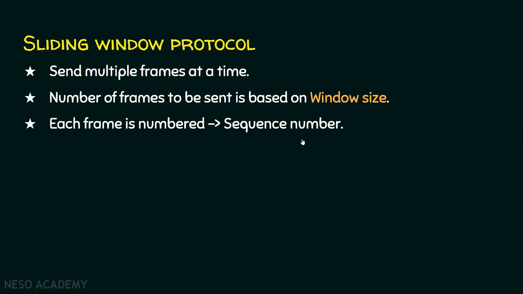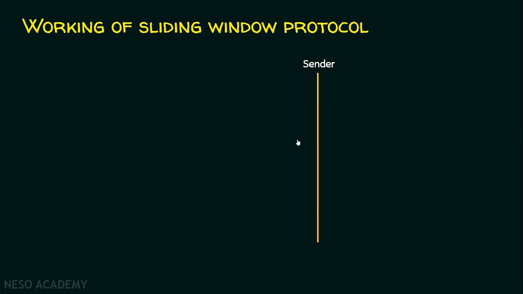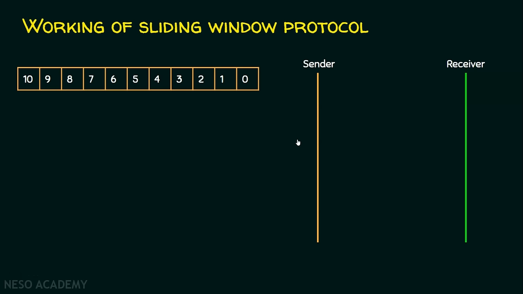Let's see the working of sliding window protocol now. Suppose we have a sender and we have a receiver. The sender has 11 frames to send, and these are the frames. As I already mentioned, each frame is numbered. For easy understanding, the frames are numbered as 0, 1, 2, 3, up to 10. So a total of 11 frames are there on the sender side.